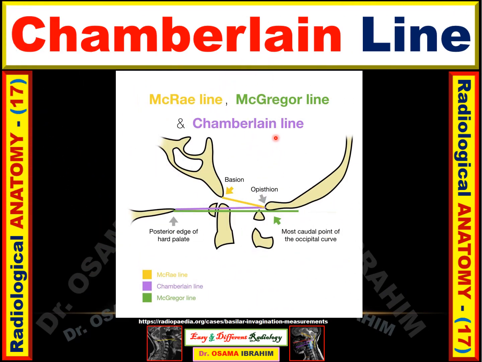To summarize, we have three lines: the first, connecting the basion to the opisthion and referring to the foramen magnum; the McGregor line, the green one, connecting the posterior edge of the hard palate and the most lower part of the occipital bone; and the purple one, the Chamberlain line, connecting the posterior edge of the hard palate and the opisthion, which is the most inner part of the occipital bone. These are the three lines which can be used to diagnose or confirm the diagnosis of basilar invagination.